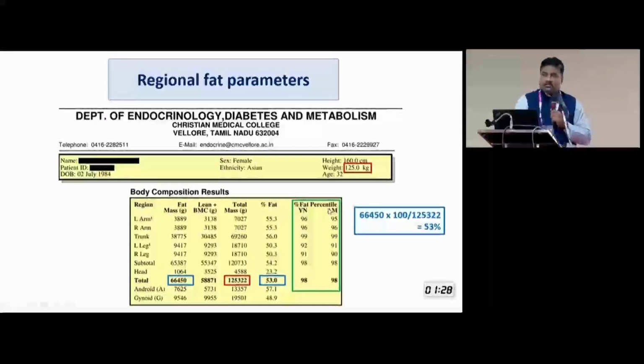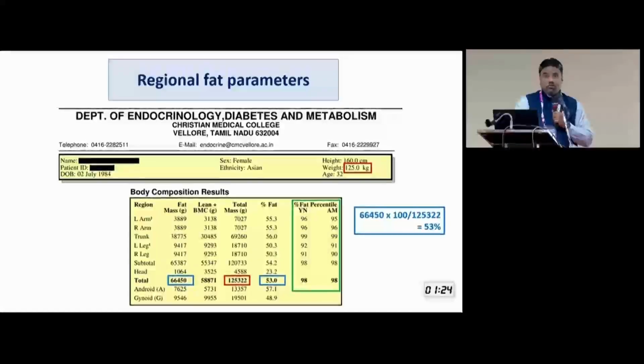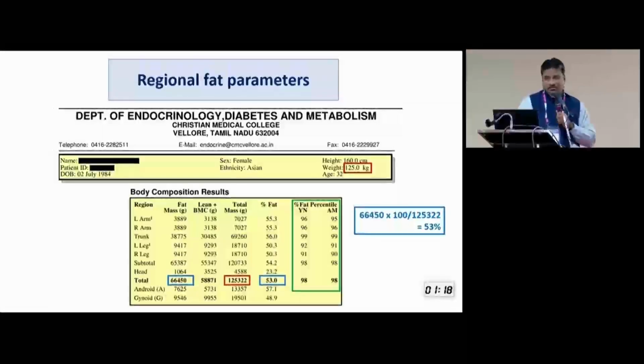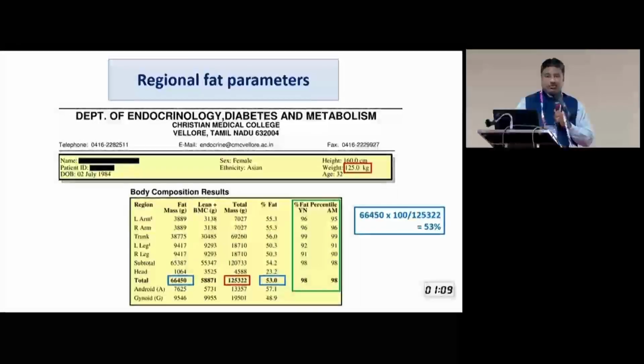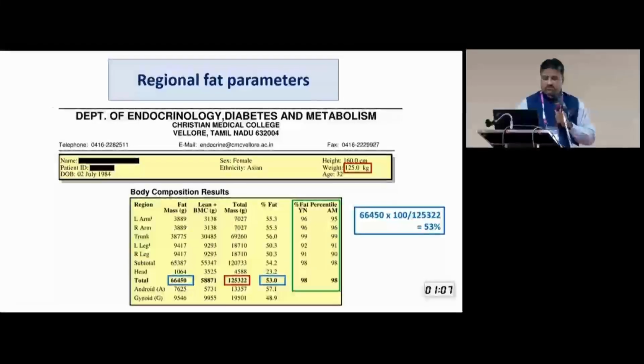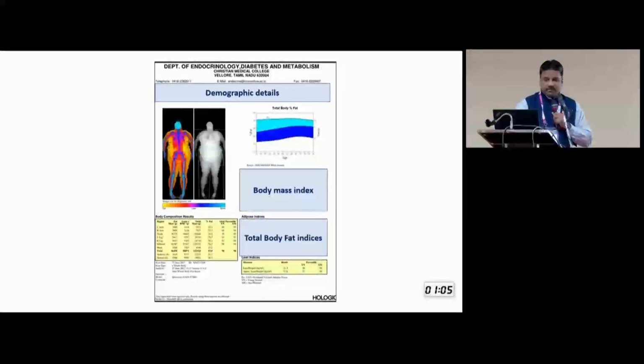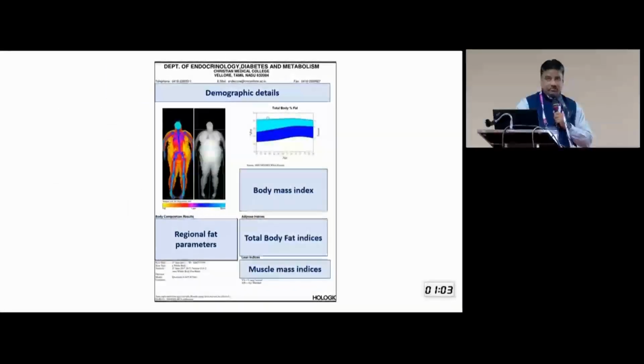YN is when you compare this patient's fat percentage to a young, normal person, whereas AM is the fat percentage when you compare to an age-matched person. And that's why I said it's important to have the right age in the front, because otherwise it will compare it to an age that you have entered, which may not be the actual age of the patient. So this is in brief talking about the 5 different parameters that we see on a DEXA report.